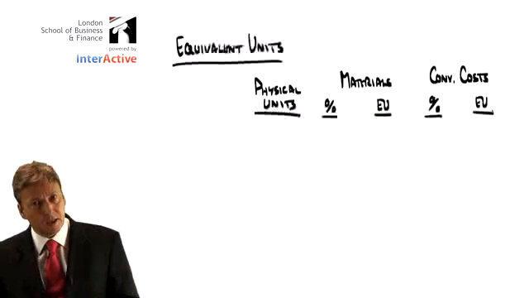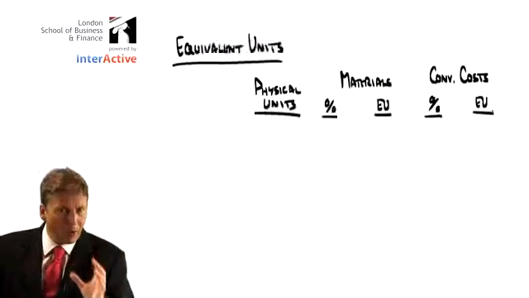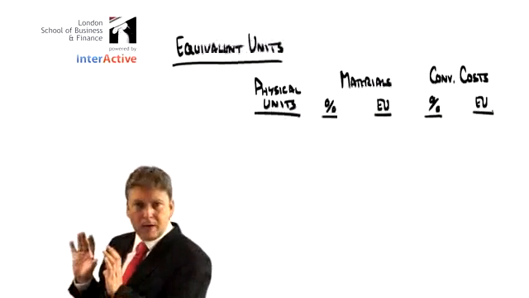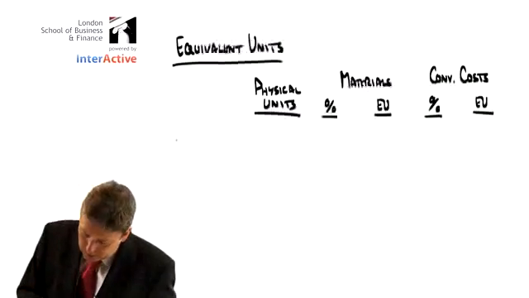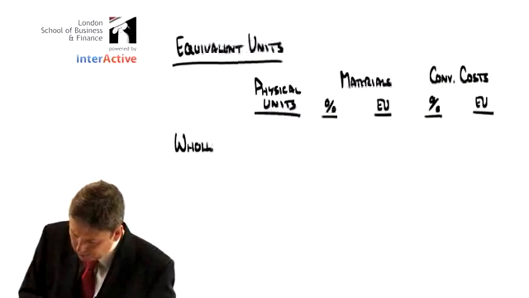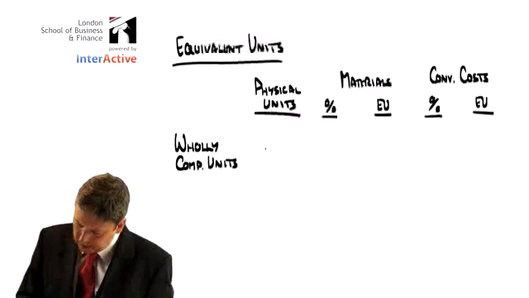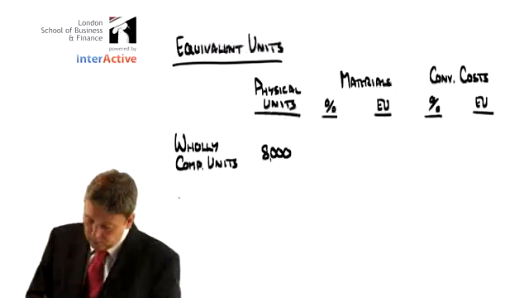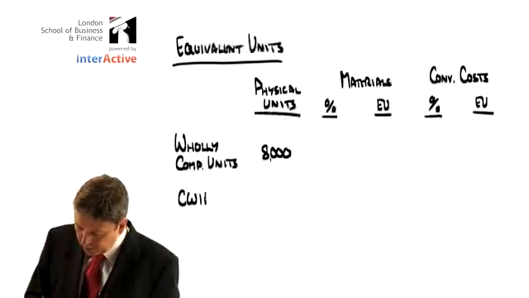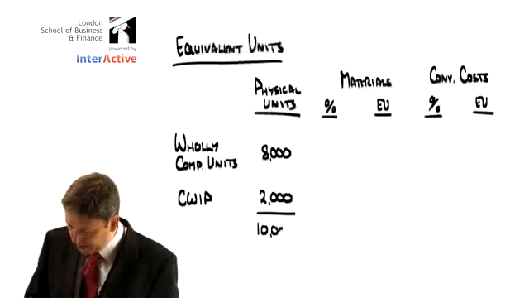This is a relatively nice example. All we do is list down the outputs. And remember, the whole point of the averaging method is that we don't care where the outputs come from, we include them all. So what we had were wholly completed units, which I think we calculated to be 8,000. Secondly, we had our closing work in progress, 2,000. A total here of 10,000 units.